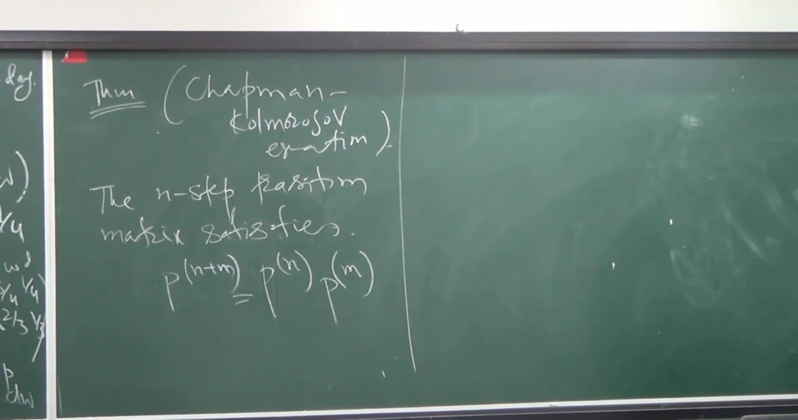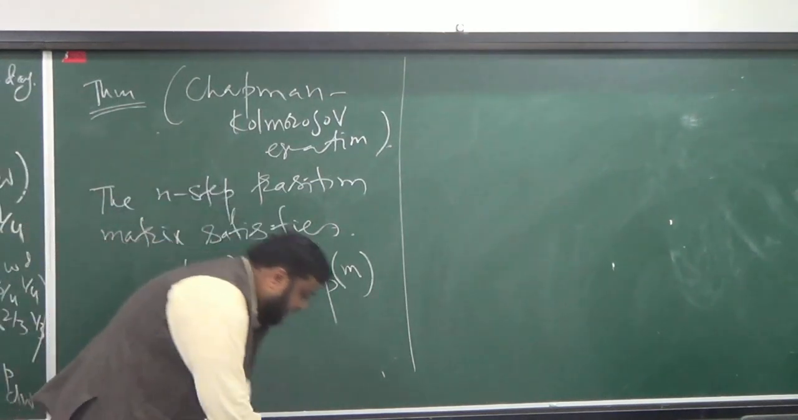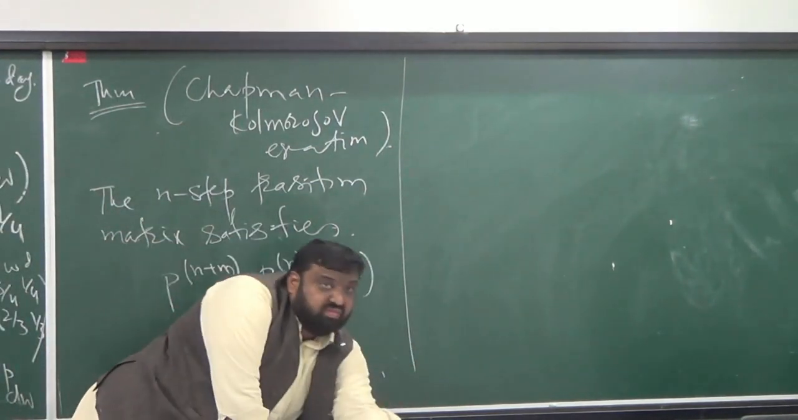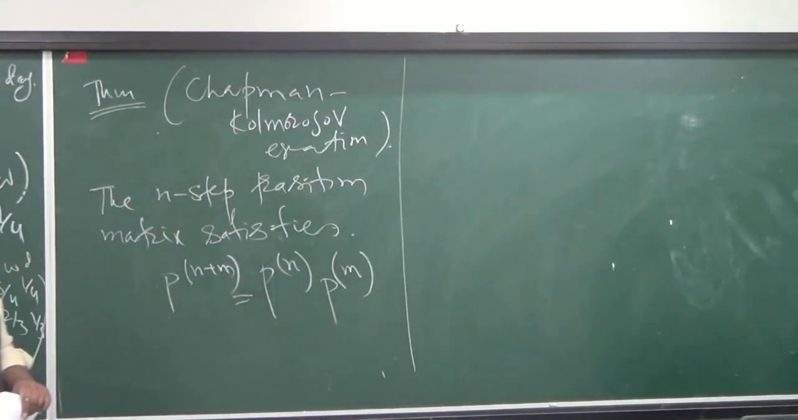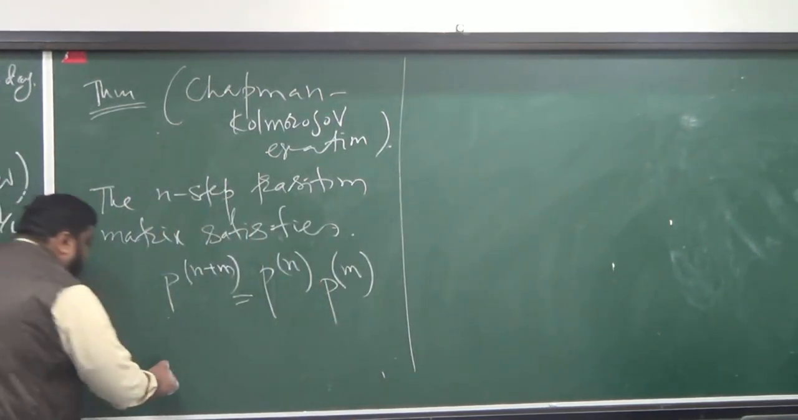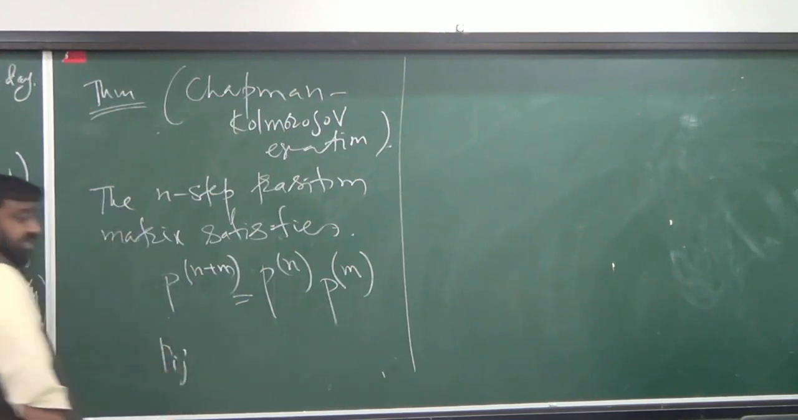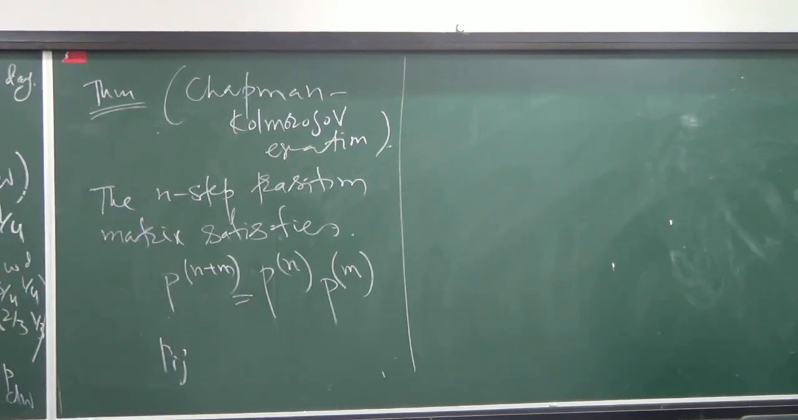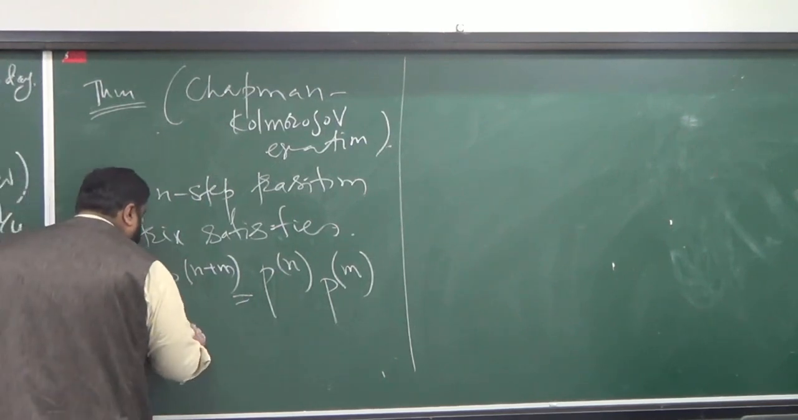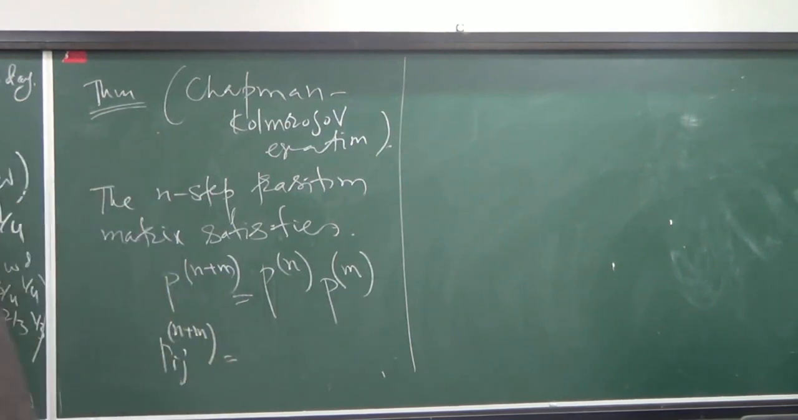What would be the local picture of this equation? In other words, what would be an abstract entry of this matrix, and how can I write it in terms of this product? It's going to be Pij, the probability that you are in state i and will be in state j after the n plus m steps.